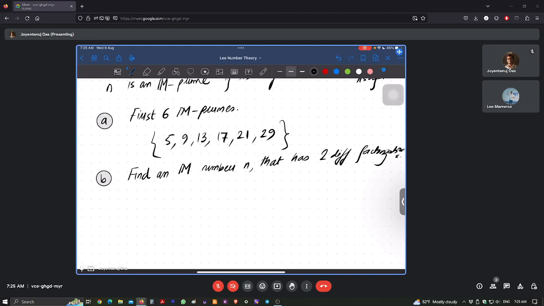But two different factorizations as a product of m primes. So the individual elements should only be m primes. It's a product of n primes. Okay.